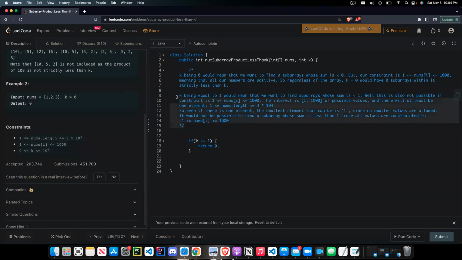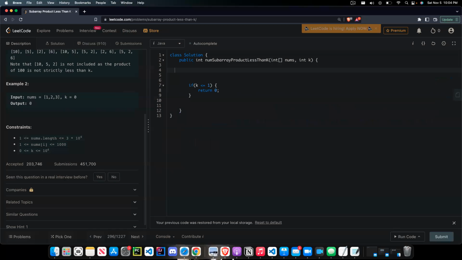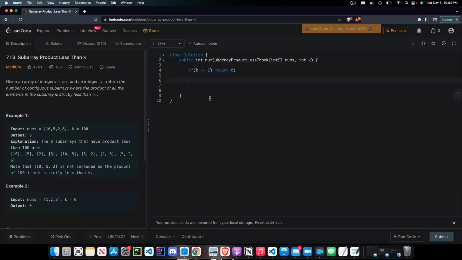And so all of these things hold here. So we've addressed this first part: if k is less than or equal to one, return 0. The rest is just a standard sliding window problem. It's a variable sliding window.